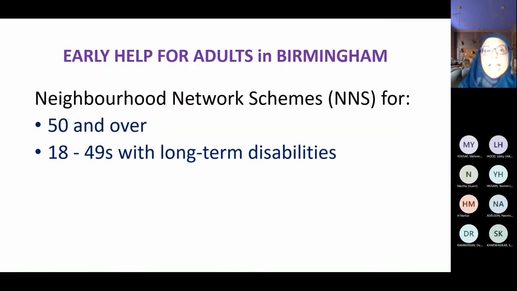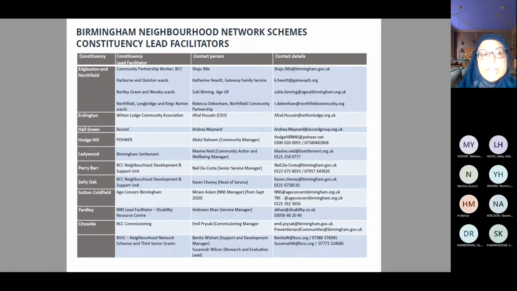And also in Birmingham, we have 10 neighbourhood network schemes. The city is divided into 10 sections, and they all have neighbourhood network schemes, especially for our adults aged 50 and over, and also the under 50s, but only if they've got long-term disabilities. And these are the 10 areas, and this is part of the documents, I would really recommend you get in contact with your neighbourhood network scheme, because they can really help support you with your older patients who are lonely, or, you know, that kind of thing.